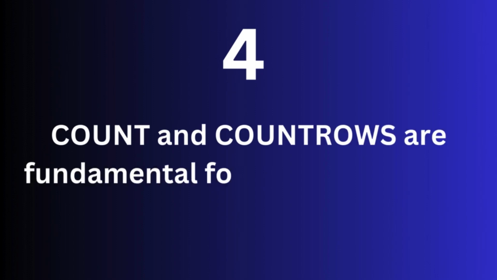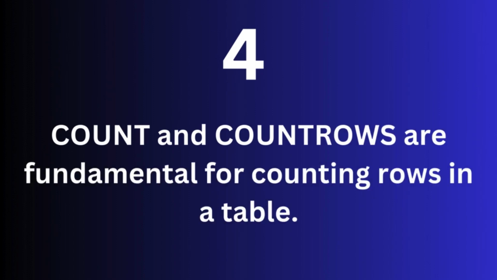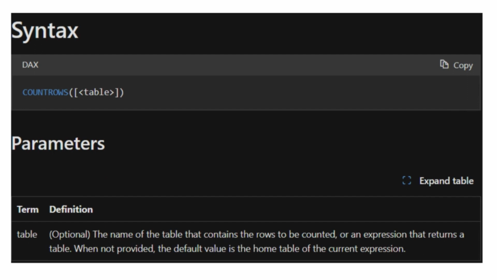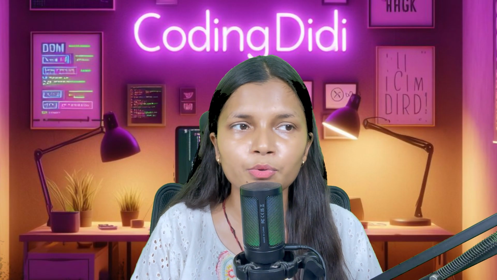The number four is count and count rows. Count and count rows are very important, because these two functions are fundamental for counting the rows in the table. There is nothing else to count the rows; you can just select the rows, but functions like count and count rows will help you do that.